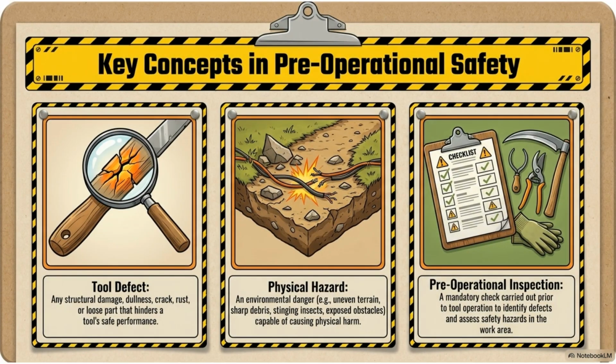To maintain safety, we define 3 key concepts. A tool defect is any structural damage to equipment, a physical hazard is an environmental danger, and a pre-operational inspection is our mandatory check to catch these issues before we start.